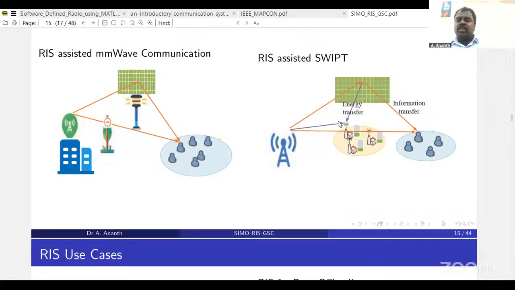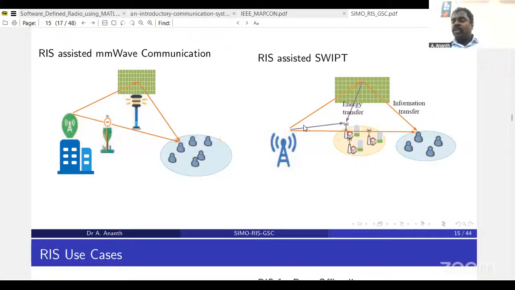Whenever it receives some signal, there are again several types of SWIPT technique, based on power division, then based on time splitting, and so on. Especially if you take power splitting, whenever your receiver antenna receives a certain signal with received power, it divides it into two parts. One is for the energy harvesting path, another one is for the signal decoding path. The similar kind of activity can also be done using RIS.